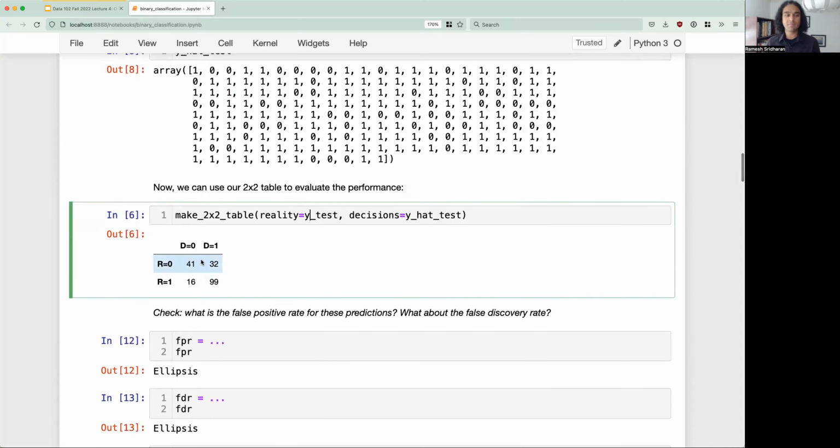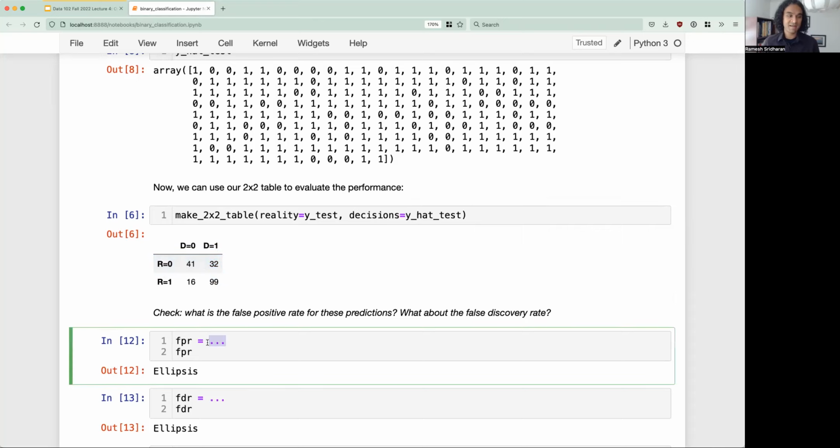So we have this 2x2 table, and let's quickly recap, what's the false positive rate and the false discovery rate for these predictions? So take a sec and see if you can write out expressions for what they'd be. So what's the false positive rate? Well, false positive rate is the row-wise rate. It's looking at false positives. False positives are these where we make a decision of 1, positive, and we're wrong. It's false.